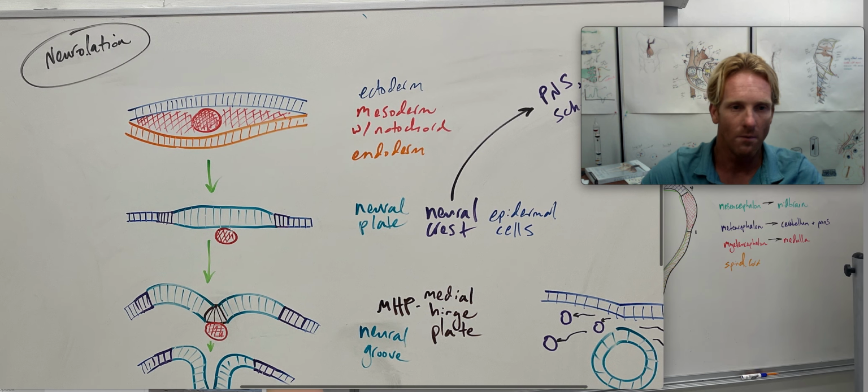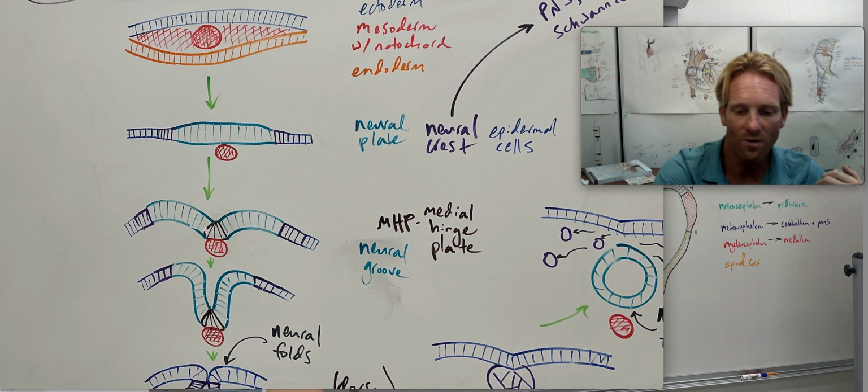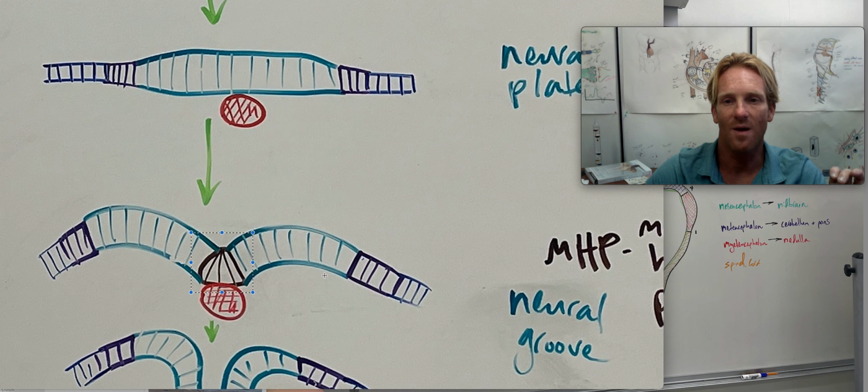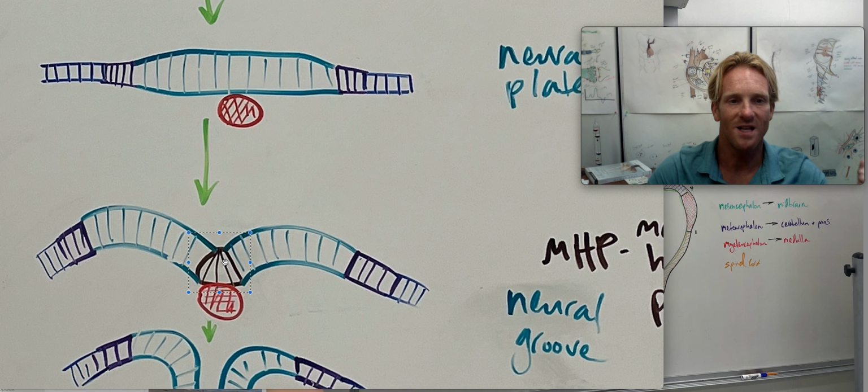Okay, so back up. We get this enlargement of the ectoderm right above the notochord called the neural plate. That's initiated by the notochord. Then the notochord will initiate this neural plate to start folding in on itself. This forms the neural groove, which is right here. And the neural groove is really caused by these cells right here in the middle, drawn in this brown color, that have this pyramid-like shape. Those are called medial hinge plate cells. And so the notochord is causing this medial hinge plate to fold in to create this neural groove, which is the line in the middle.